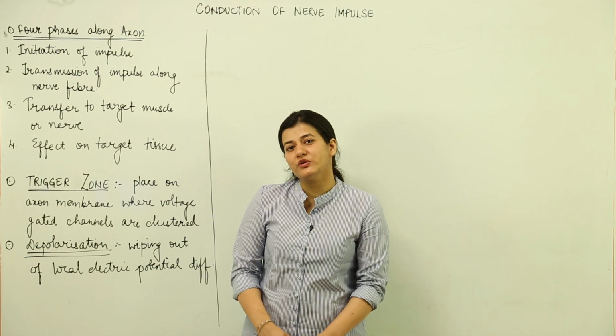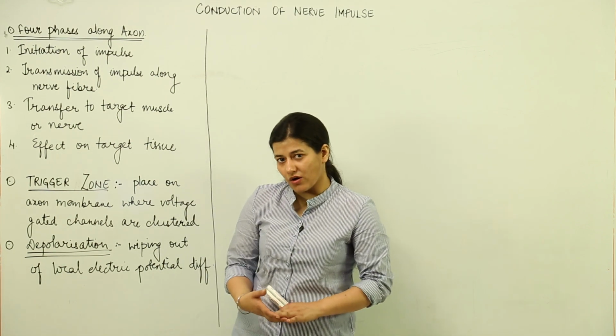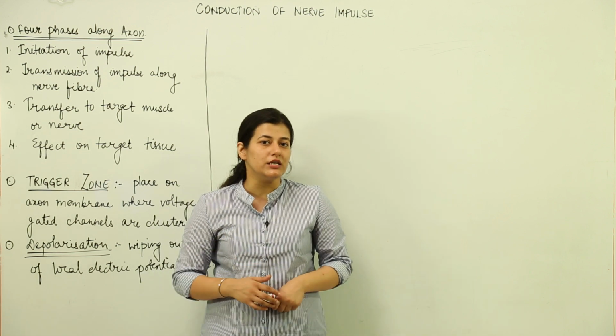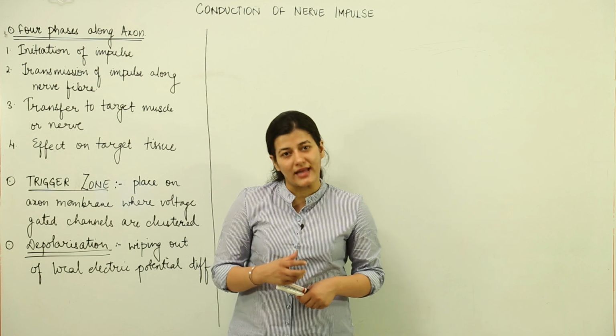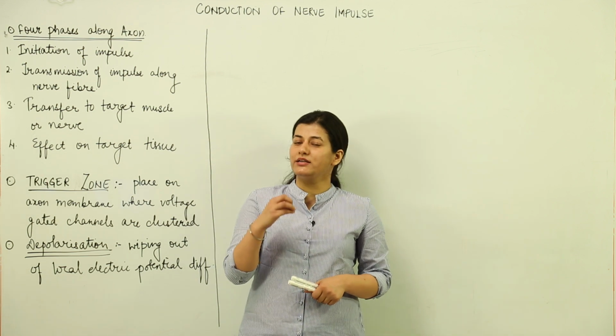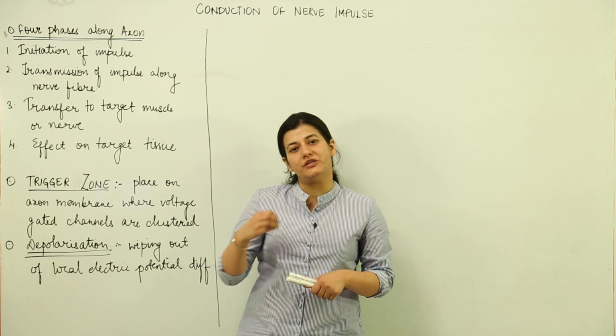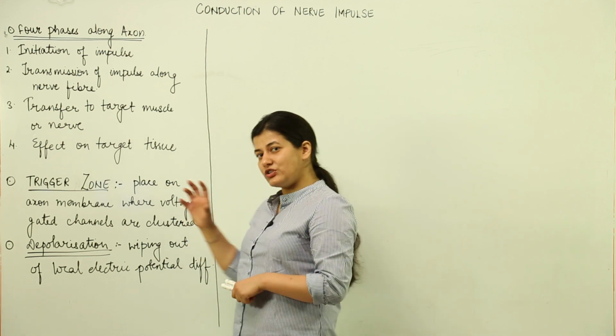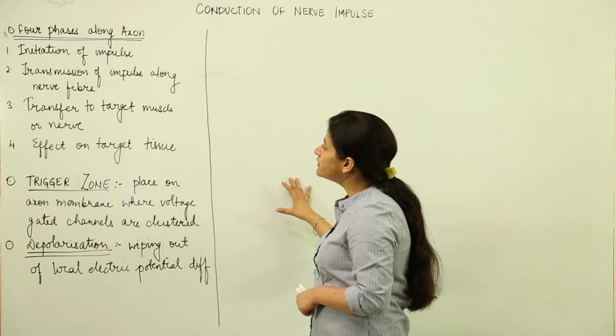Our previous lesson was dedicated to understanding the resting potential of a neuron, the potential that a neuron stays in when no impulse has arrived. Now what we are going to discuss is how that impulse which has arrived would be transmitted along the neuron. That is known as conduction of nerve impulse, or the transmission of nerve impulse.